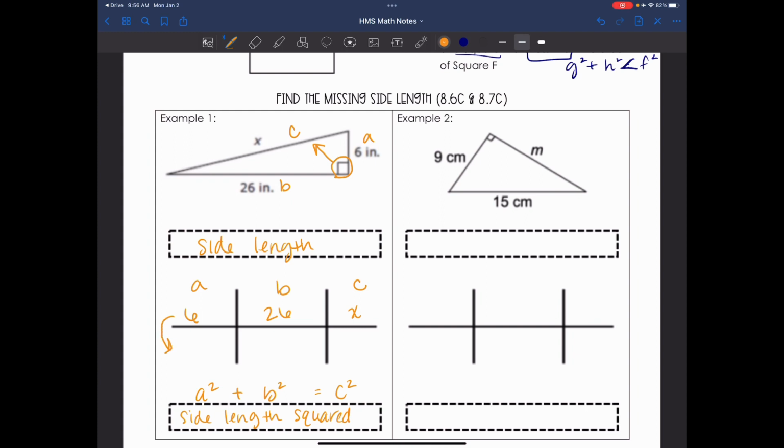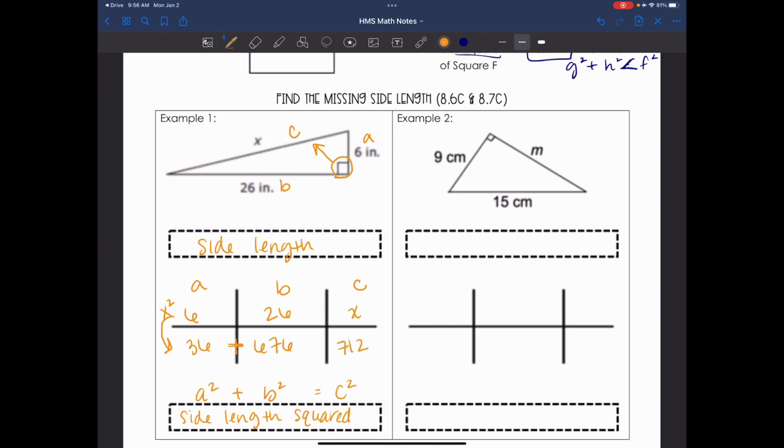Okay, so I am squaring them. X squared, 6 squared is 36. 26 squared is 676. And then I'm adding those two together. 36 plus 676 equals 712.